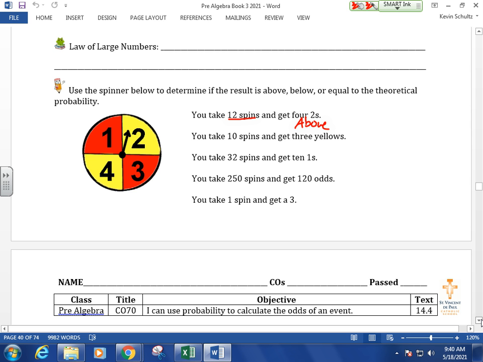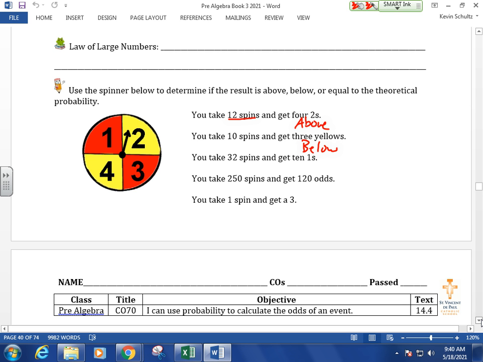Leah? 5, right? Essentially, half the spinner is red, half the spinner is yellow. So in 10 spins, you should get 5 of each. You got 3. Is your result above, below, or equal to what should have happened? Is 3 less than, equal to, or greater than 5? Less than. So you got below, right? You're comparing what actually happened, the 3, to what should have happened, the 5. Since 3 is less than 5, you got below.